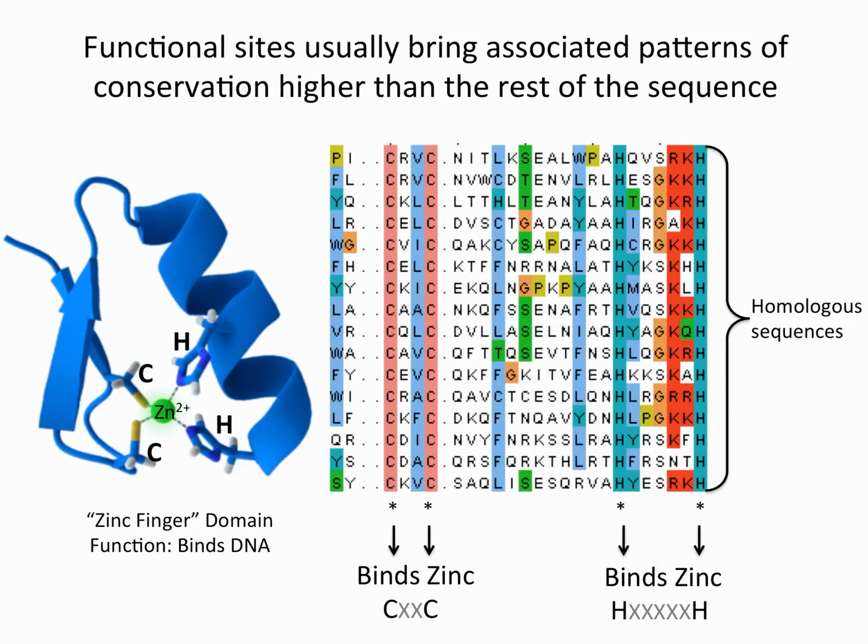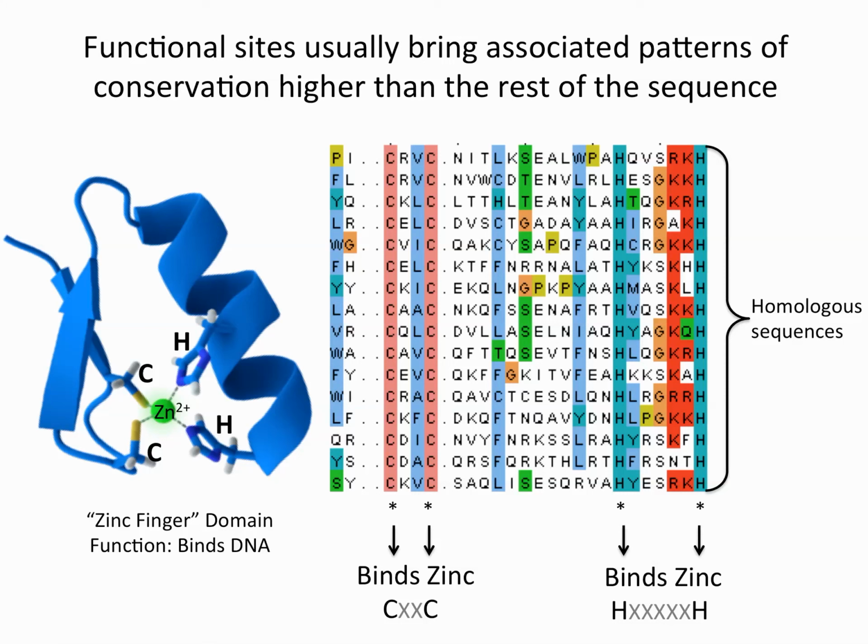Even if the rest of the elements of the sequence are not. In this case, the presence of two cysteines and histidines amino acids, which are essential for the coordination of the zinc ion, are the conserved elements.